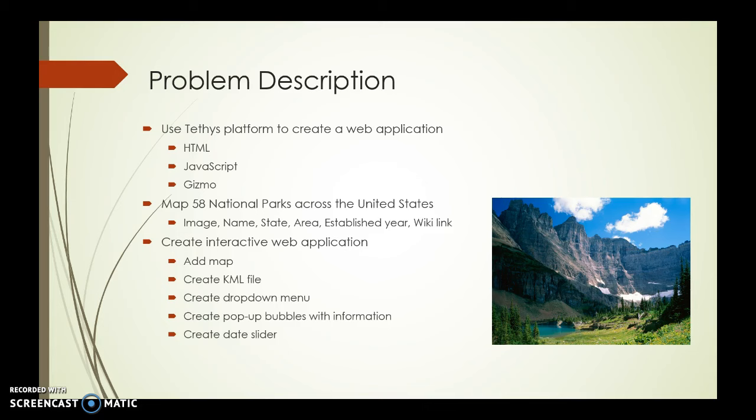The requirements for this project were to add an interactive map to our web application and link it in with our KML file that contains the national parks information. We also had to create a function such as a drop-down menu with specific national park names and pop-up bubbles with the appropriate information about a certain national park, along with the slider function filtering established dates chronologically.